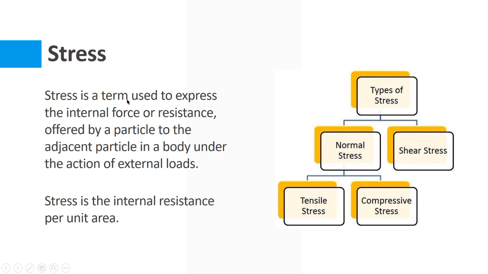Now we have discussed forces and we have discussed loads. The other term corresponding to these forces and loads is stress. So stress is a term used to express the internal force or resistance offered by a particle to the adjacent particle in a body under the action of external loads. So stress is the internal resistance per unit area. For example, if a force of F is applied on a cross-sectional area of A, then the force will produce a stress on the whole cross-section of area A. These stresses can be normal stresses, or they can be shear stresses. The normal stresses can be tensile stresses, or they can be compressive stresses.